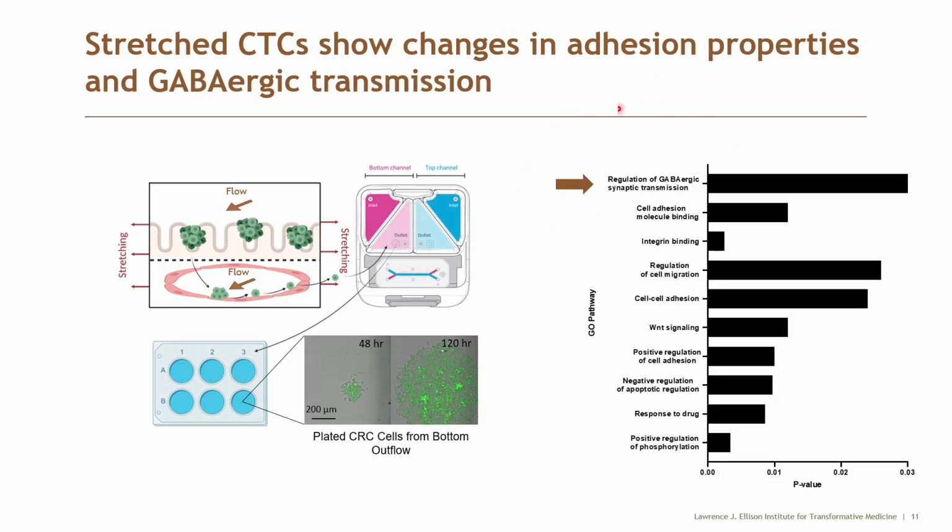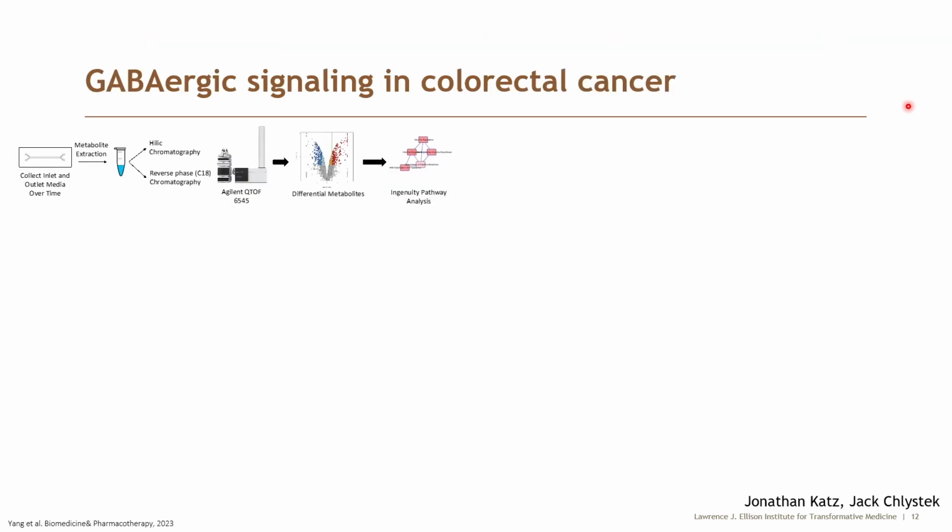But we also saw this regulation of GABAergic synaptic transmission, which was pretty new to us. We didn't really think anything of neurotransmitters within this space. And since we do have access to all of this effluent that we're collecting over the course of the experiment, we decided to look into mass spec-based metabolomics to try to measure GABA to see what was going on, to see if these gene expression changes of the GABAergic signaling also resulted in more GABA.